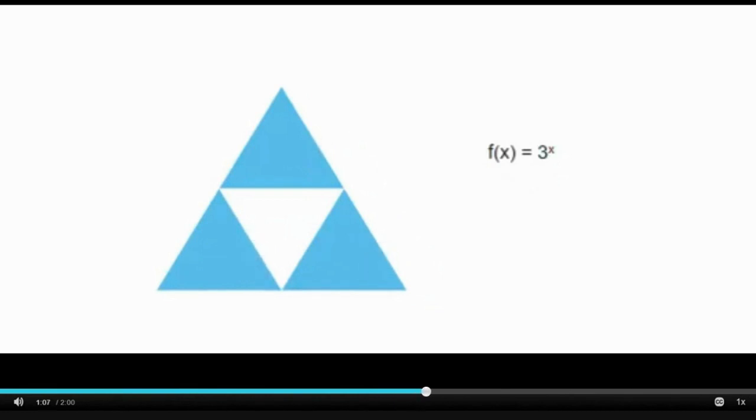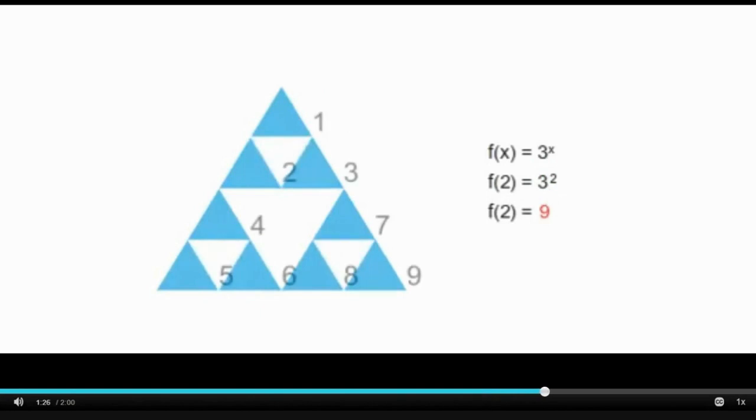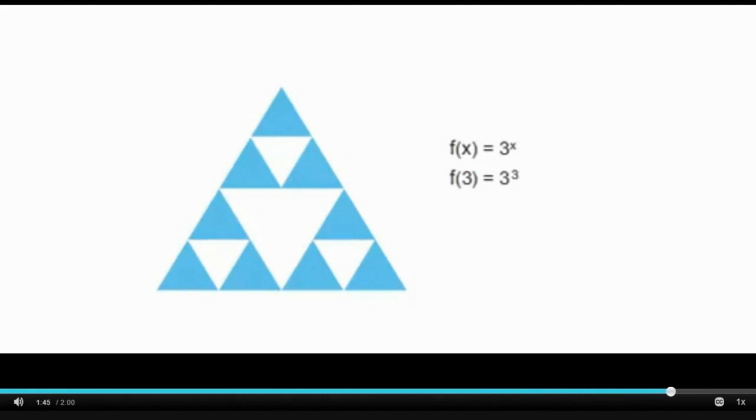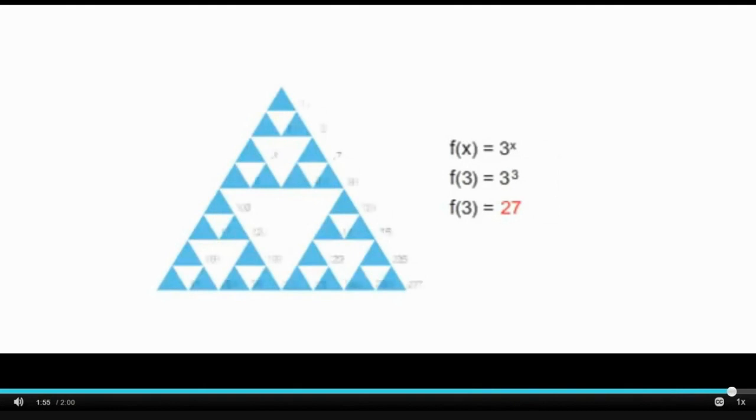At the second stage, f of x has a value of 9. So 9 triangles remain. At stage 3, f of x has a value of 27. So the third time equilateral triangles are removed, 27 triangles are left, and so on.